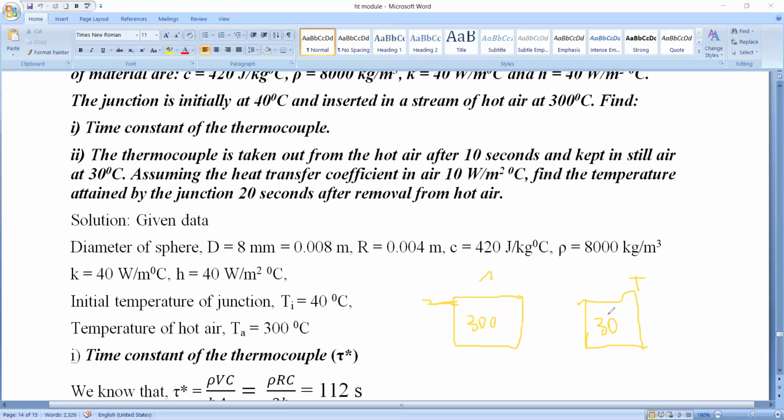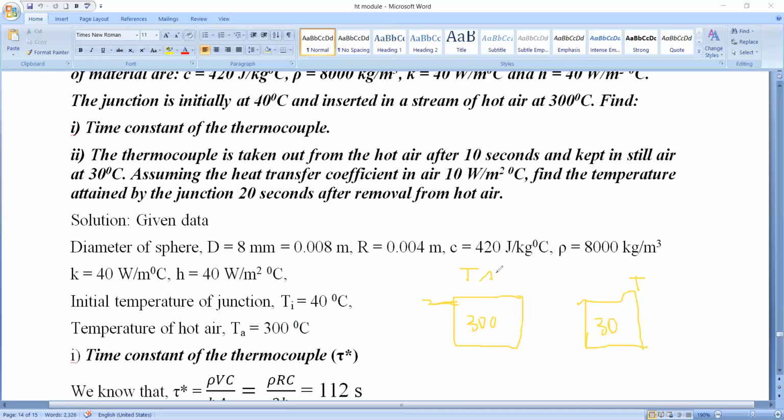Okay, so first we have to calculate what is the temperature attained by the thermocouple junction when it is kept for 10 seconds in the air, which is at 300 degrees centigrade. So that will become T. After calculating the value of T, now we have to go for the next step.